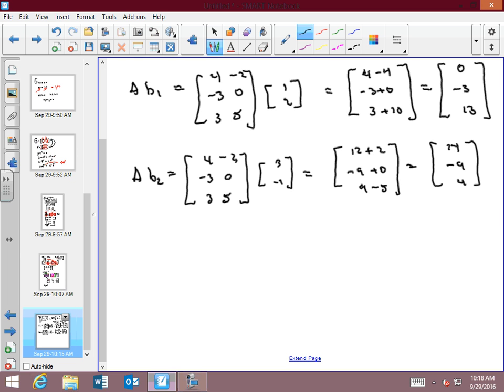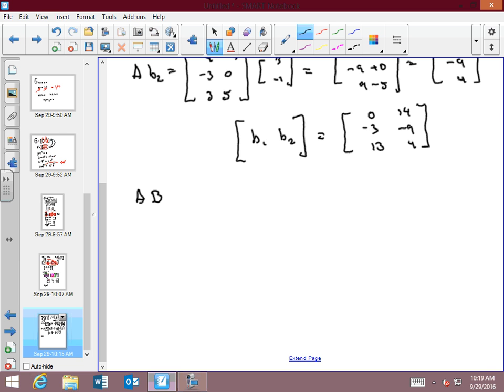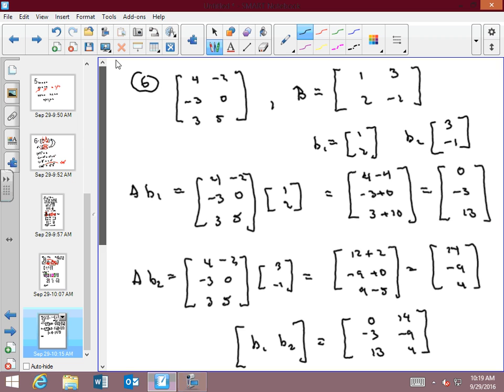So the result, when you put B1, B2, it's 0, minus 3, 13. Now, it better come out this way when I do it AB, right? Which problem am I on? 6.